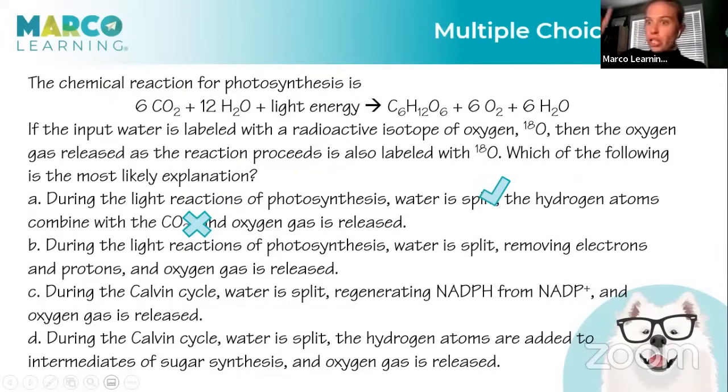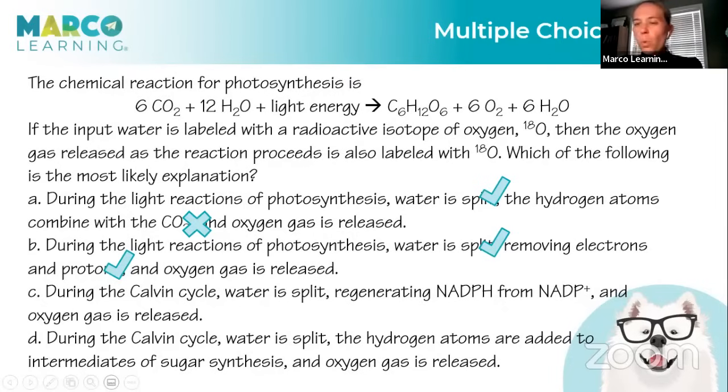So this is a strategy. You can make little check marks and X marks to try to help yourself. You can write in the exam book. So make as many marks as you need to on your test. During the light reaction of photosynthesis, water is split. Awesome. We're good. We got the right answers. Removing electrons and protons. Cool. And the oxygen gas is released. That is all true statements, right? So let's just keep going through our answer choices, make sure that we didn't make an error, right?